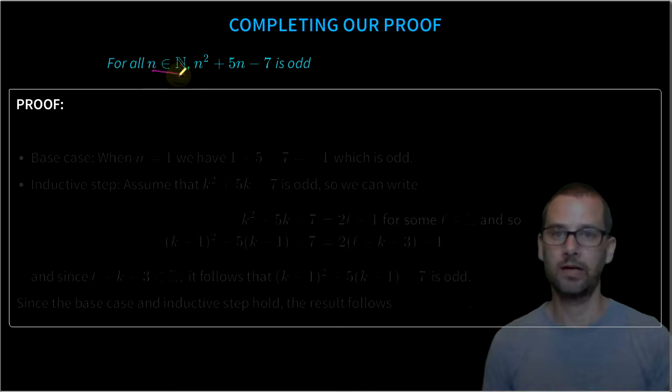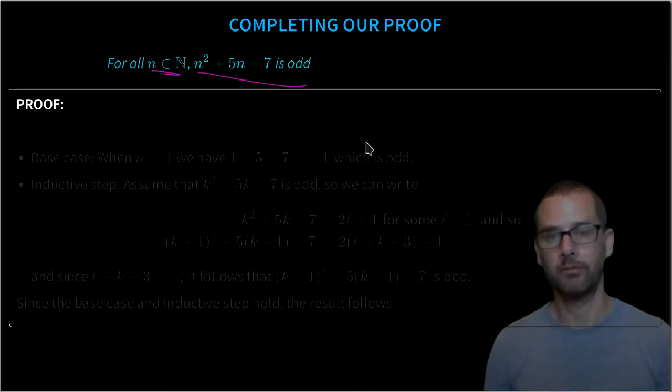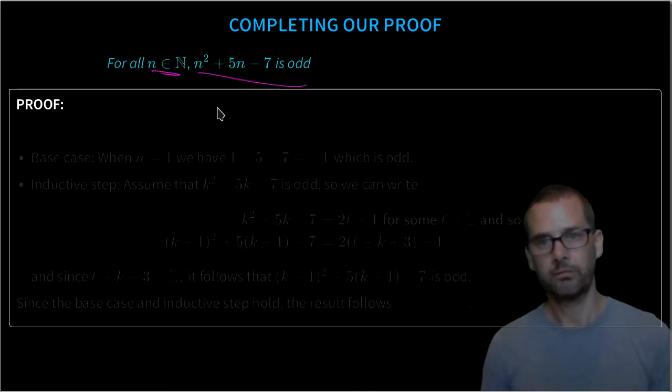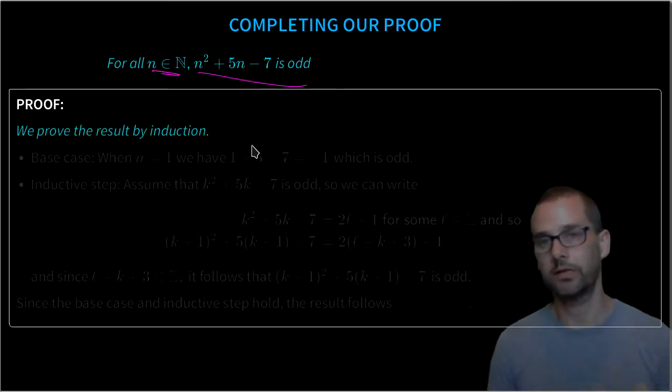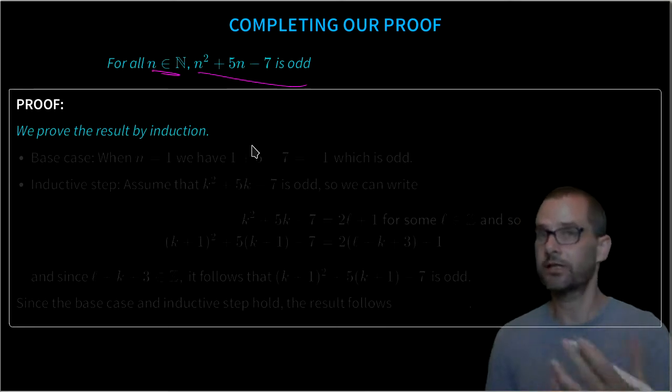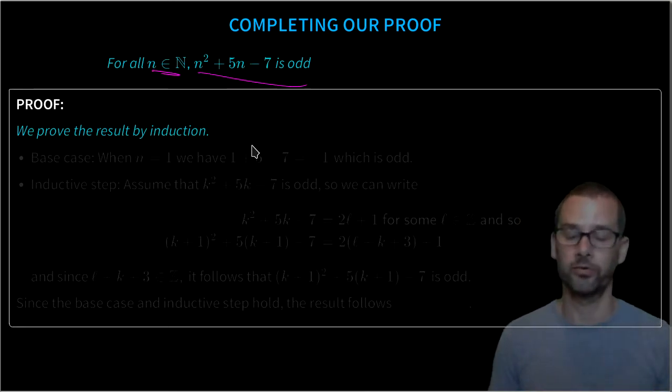So let's complete our proof now. For all n in N, blah is an odd number. Okay, so proof. First thing I'm going to do is say, we prove the result by induction. I'm just alerting the reader to the fact that we're going to do induction, and that sort of describes for the reader what the structure of the proof is going to be.